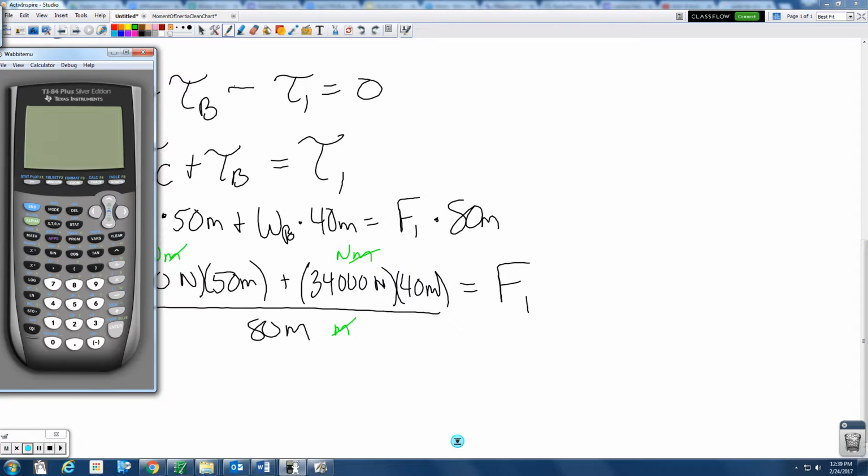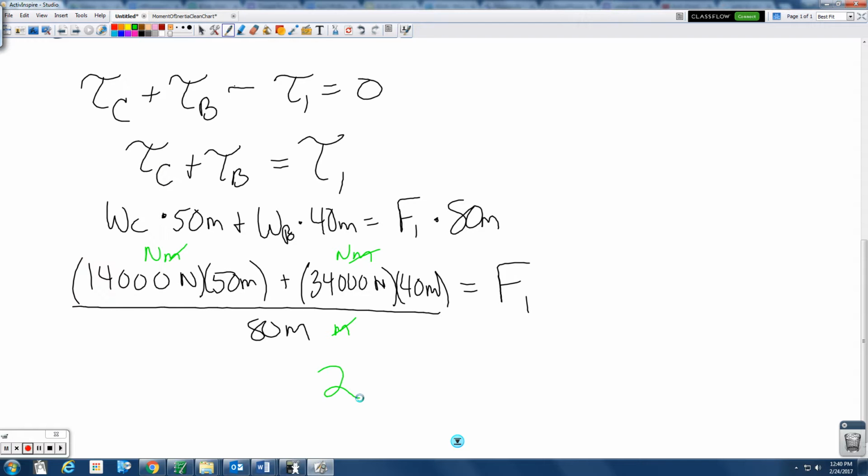So let's calculate that. We have the weight of the car, 14,000 times 50 plus 34,000 times 40, divided by 80. 25,750. I hope that's right. I think that's reasonable.